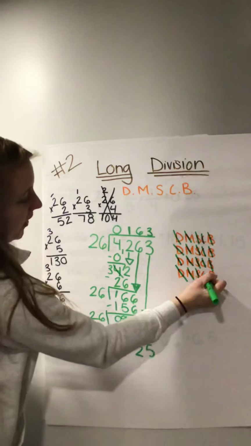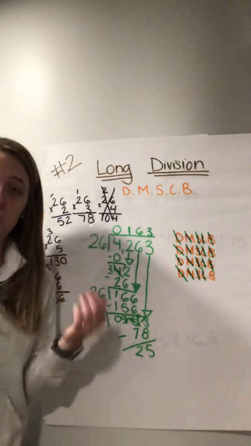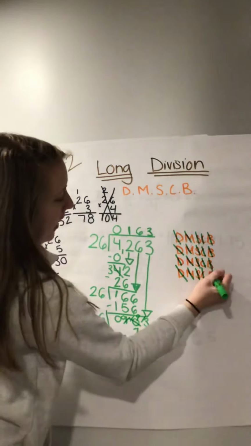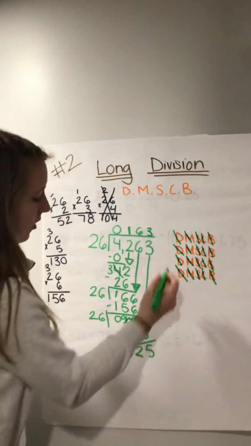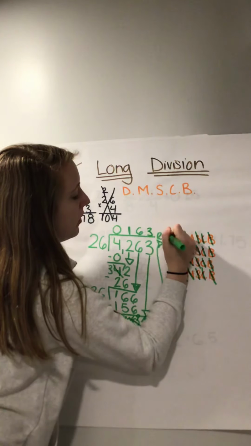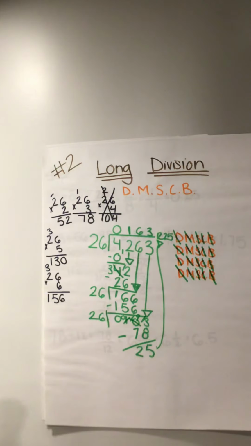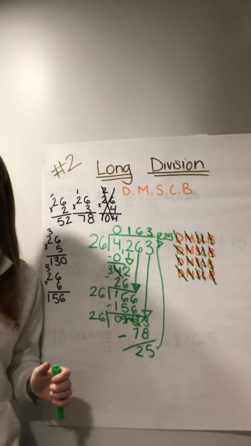So now you're just going to check. Is 25 less than 26? Yes, we are good. And then we have nothing else to bring down, so we know that the 25 is our remainder of 25. And that is division with a 2-digit divisor.